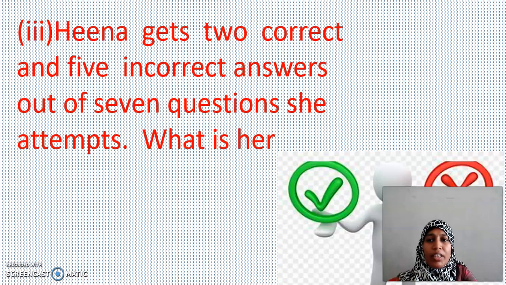Her name is Hina. Hina gets 2 correct answers. She wrote only 2 answers right, and all the other answers are wrong. She was just answering in a fluke. Inky, pinky, ponky, like that she wrote, and she got only 2 correct answers, and all other 5 answers are wrong out of 7 questions. Okay, now let's see her score.